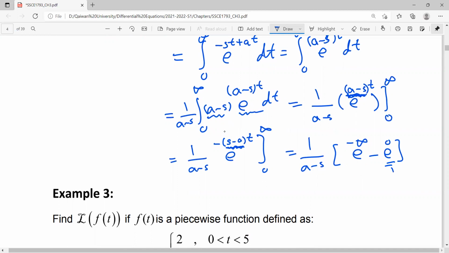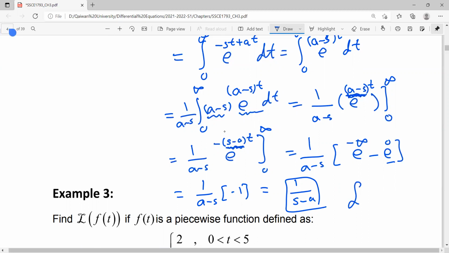And here we get 1 over a minus s multiplying by negative 1, because here we get 0 minus 1, which is minus 1. It equals 1 over s minus a. Here we multiply by the negative sign, a becomes negative and s becomes positive. So we get 1 over s minus a. That means the Laplace transform of e to the power at equals 1 over s minus a.